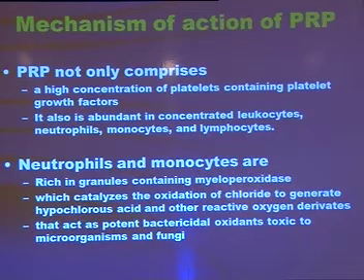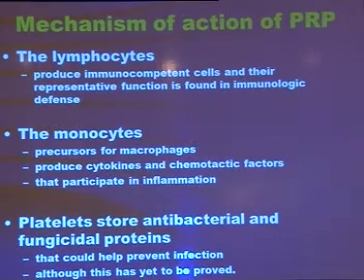The mechanism of action of PRP is that it not only comprises a high concentration of platelets containing growth factors, it is also abundant in concentrated leukocytes and neutrophils. Neutrophils and monocytes are known for fighting against infection. Again, lymphocytes and monocytes have their own role. And now it has been suggested that platelets store antimicrobial proteins and fungicidal proteins. These have major roles that help in prevention of infection, although this is yet to be proved.